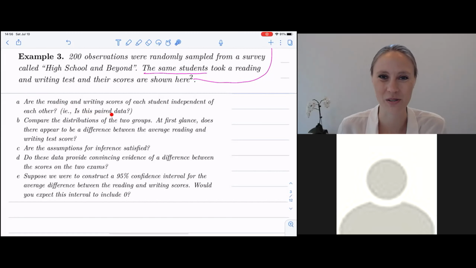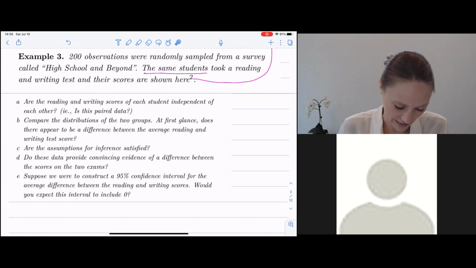And especially because it's the same individual writing the two tests, it's paired. Hey, I did it again, where I just answered it for you. Anyways, I'll try not to do that. Compare the distributions of the two groups.